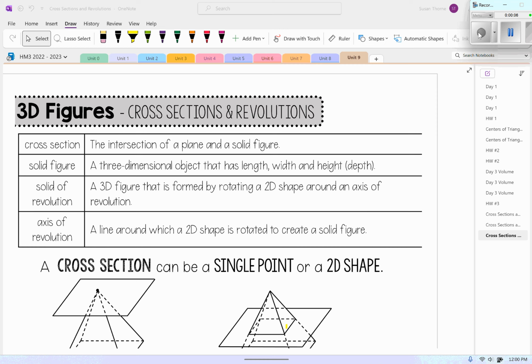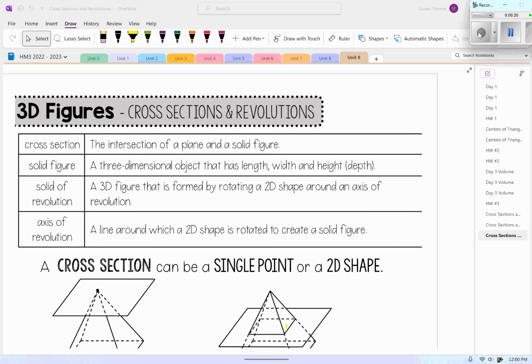Today we're going to talk about 3D figures, cross-sections, and revolutions. So we're going to look at cross-sections first. A cross-section is the intersection of a plane and a solid figure. And what's a solid figure? A three-dimensional object that has length, width, and height, which is the depth.